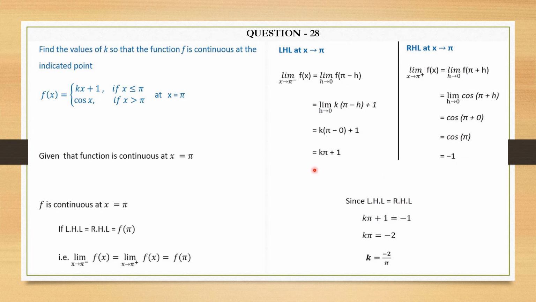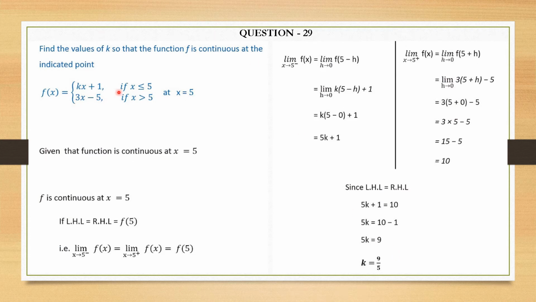So when I equate both of them with f of pi, for the less than or equal to pi case, here f x is kx plus 1, and when you put for f of pi, you will get the result as k pi plus 1. So all of them when equated together, you can just go for LHL equal to RHL case also, you'll get the value of k as minus 2 upon pi.